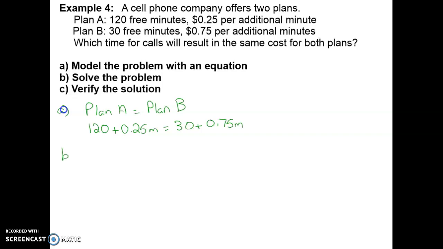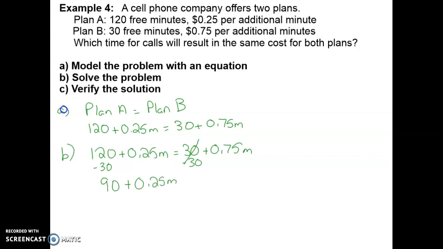To solve this now, we're going to do the same thing as we did with the other examples. We're going to try and get the variables on one side and the numbers on the other. So we have 120 plus 0.25m equals 30 plus 0.75m. Let's start off by taking 30 away from both sides, because that makes a zero pair. 120 minus 30 is 90, plus 0.25m equals 0.75m.